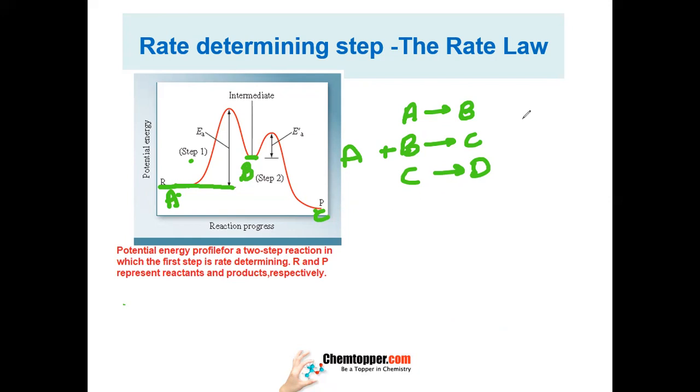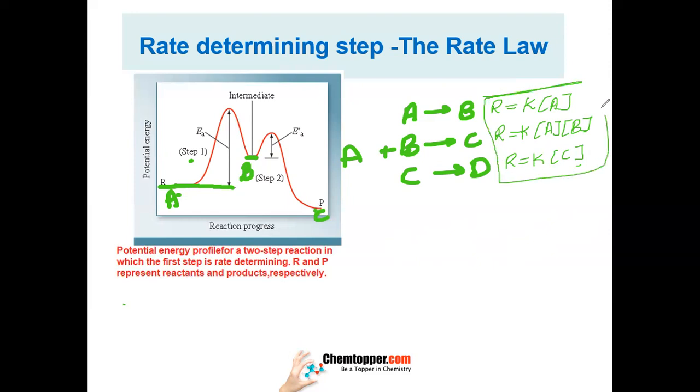Okay, now let's write the rate law for A to B. Rate equals K times concentration of A. Rate law for the second elementary step, K is the rate constant: K times concentration of A times concentration of B. Rate equals K times concentration of C. These are the rate laws.